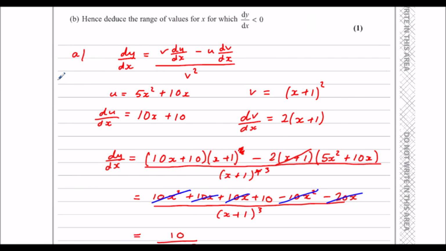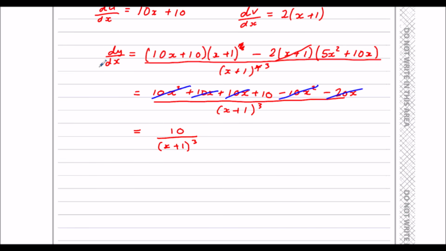Part B says, hence deduce the range of values for x for which dy/dx is less than 0. So we've got our dy/dx here. When will it be less than 0? So when will it be negative? And it'll be negative, well, when the denominator is negative. A positive divided by a negative will be negative.